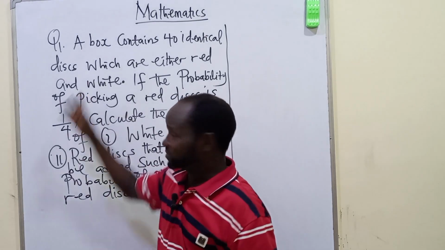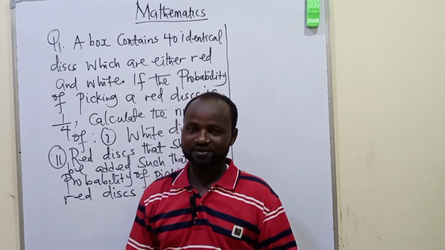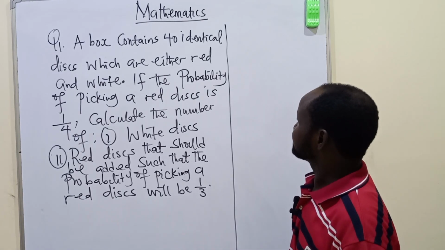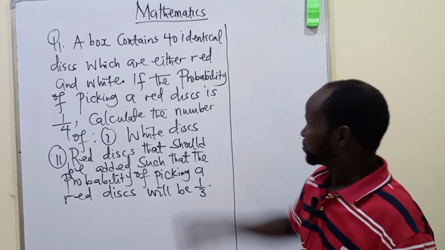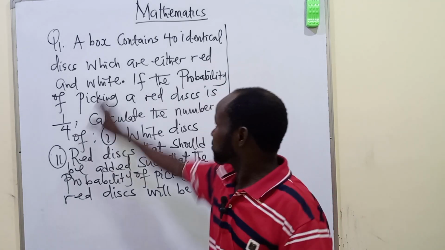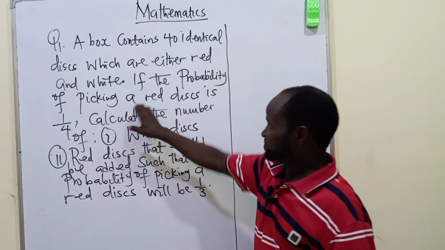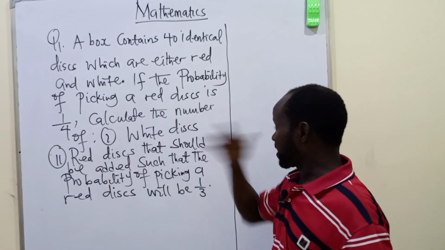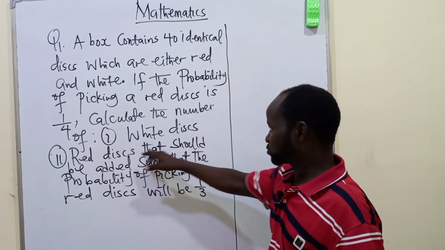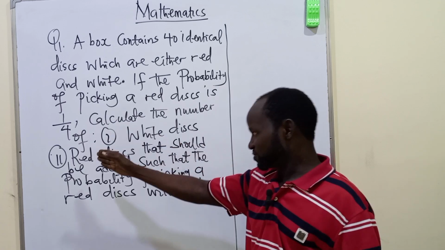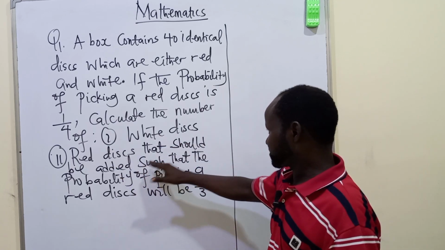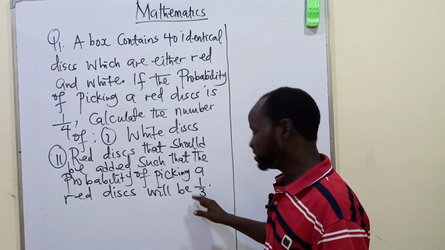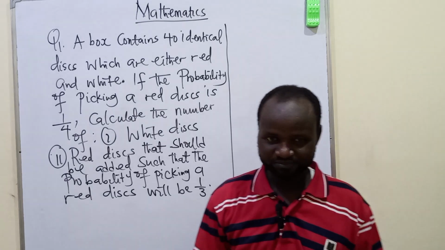We are looking at this question sent in by one of the fans. The question reads: a box contains 40 identical discs, which are either red or white. If the probability of picking a red disc is 1/4, that's 1 over 4, we are asked to calculate (i) the number of white discs, and (ii) the number of red discs that should be added such that the probability of picking a red disc will be 1 over 3.